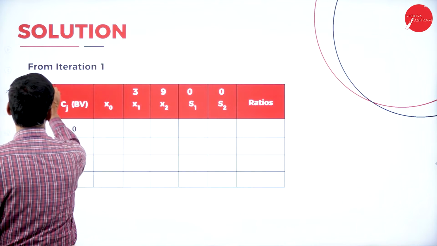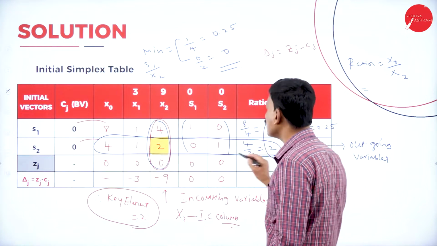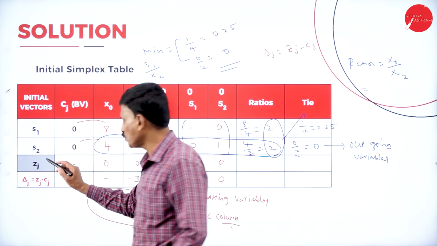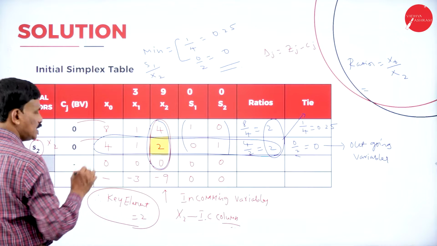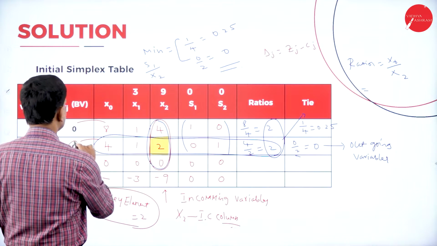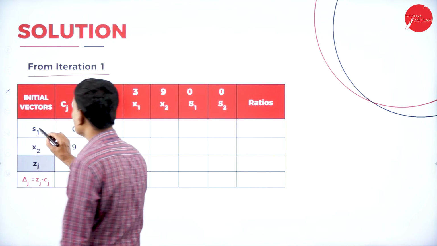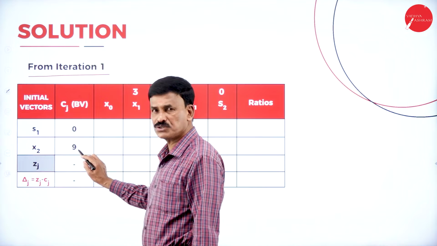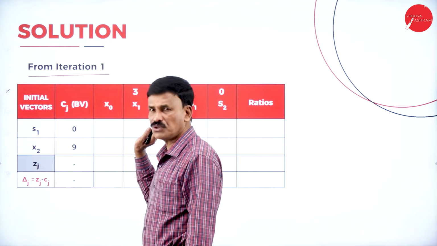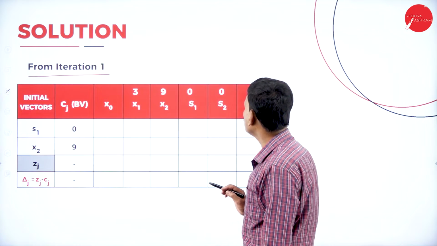In iteration number 1, just observe the values here. S2 is outgoing and the incoming variable is X2. S2 is replaced by X2 and the coefficient of X2 is 9. S1 is 0 as it is. And the values are the same, 3, 9, 0 and 0.